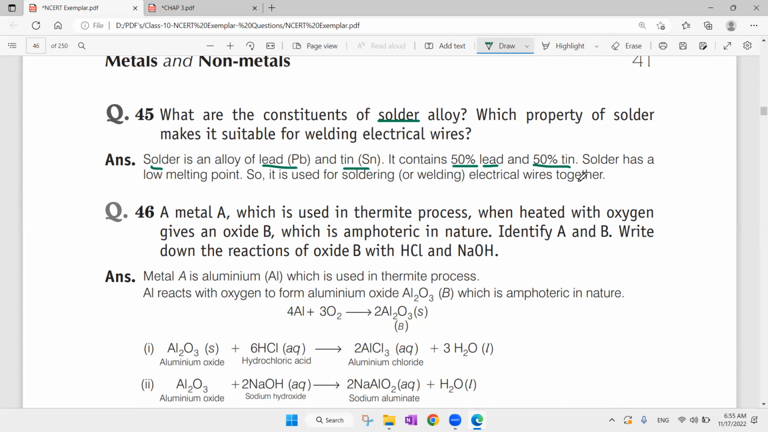So easily, within a small voltage and temperature itself, it will melt and become liquid, and we can fill it in the gap. It is used to join the wires and solder the wires.